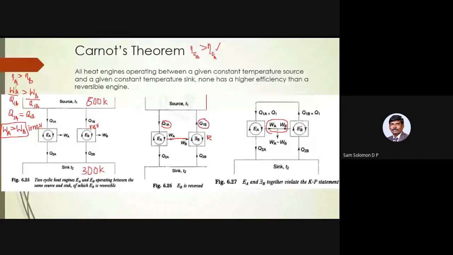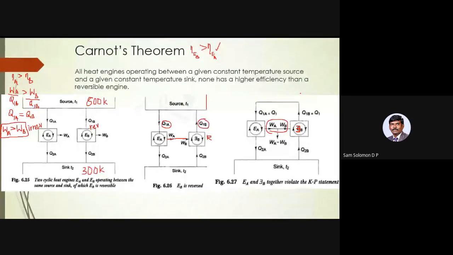This is supposed to be EB. EB should be written like this, reversed EB. So now I have a heat engine which is running a refrigerator by operating with a single reservoir. So this violates Kelvin Planck's statement. Kelvin Planck's statement tells us that you require two reservoirs to run a heat engine or a refrigerator or a heat pump. So now because that is violated, our initial assumption is wrong.